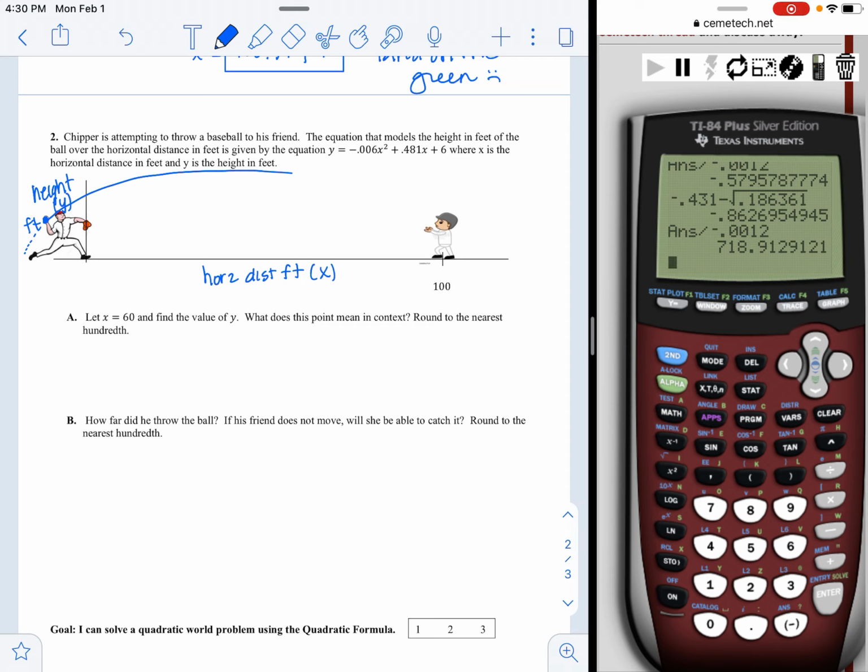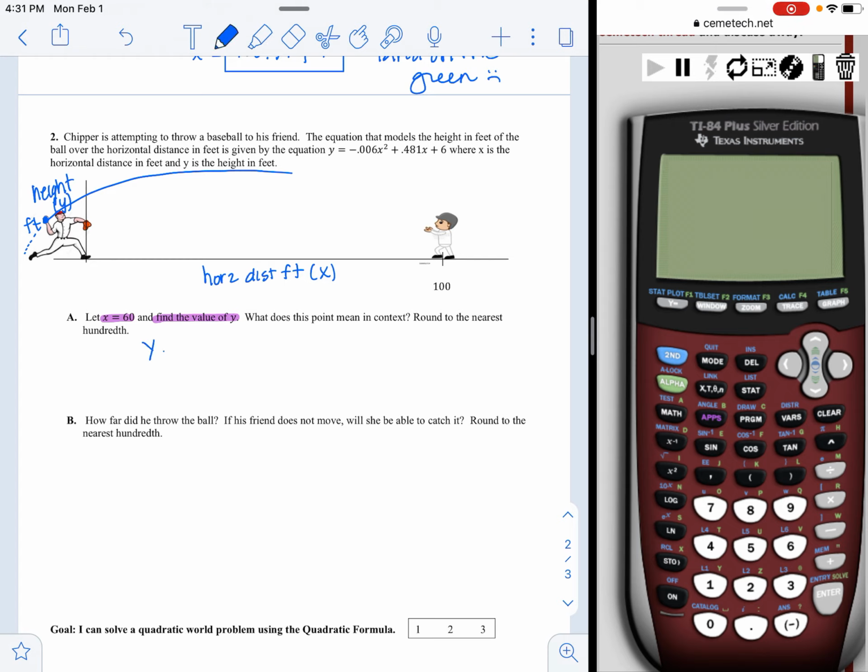Now I don't know which question's first, which one's second. Let's see. A says let x equal 60. Well, that's pretty straightforward. We're going to plug in 60 for x and find the value of y. But the reason it matters is that it's asking us what this point means in the context of the problem. So once you get 60 comma whatever, what does that mean?